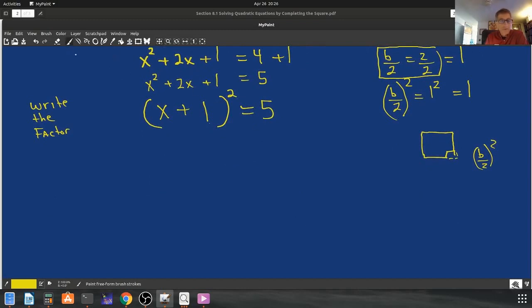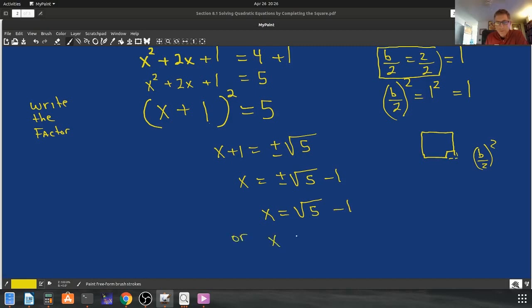And now we're going to solve it. That's the whole point. So we're going to take the square root of both sides. That gives me x plus 1 is equal to plus or minus the square root of 5. So that means x is equal to plus or minus the square root of 5 minus 1. And just to remind you, there's two solutions here. One solution is x is equal to the positive root of 5 minus 1, and the other is equal to the negative square root of 5 minus 1. So that's how we do that particular problem.